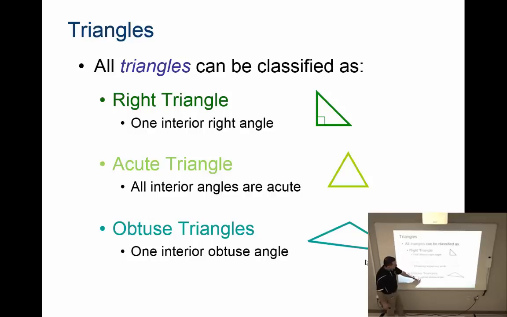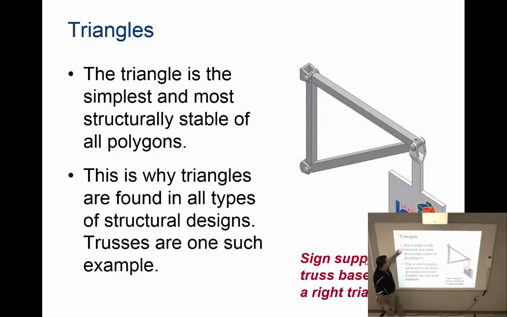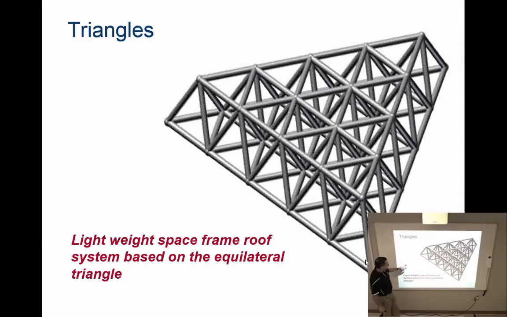And if I have one interior angle that's obtuse, or between 90 and 180 degrees, it's considered an obtuse triangle. The triangle is the simplest and most structurally sound of all the polygons that we would use. That's why triangles are found in all types of structural designs, trusses. Some examples would be here. Right? So, a lightweight space frame roof system based on the equilateral triangle.